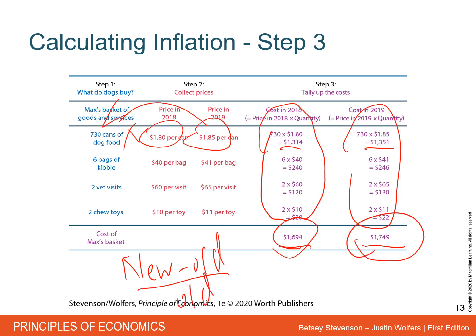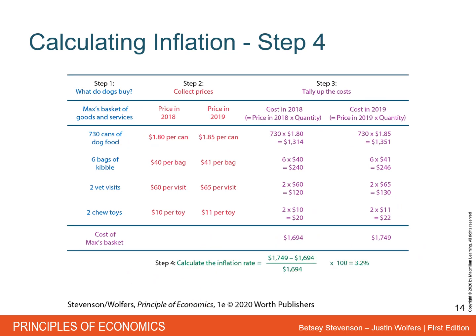Right? So step number 4: 2019 minus 2018, divided by 2018, times 100, and that will give you 3.2% inflation. Okay, so steps 1, 2, 3, 4 will take you from the basket all the way to your inflation information. So that's how to do inflation using CPI.